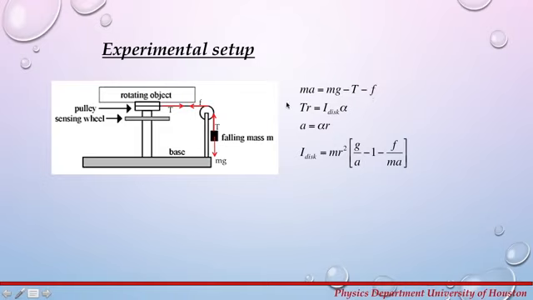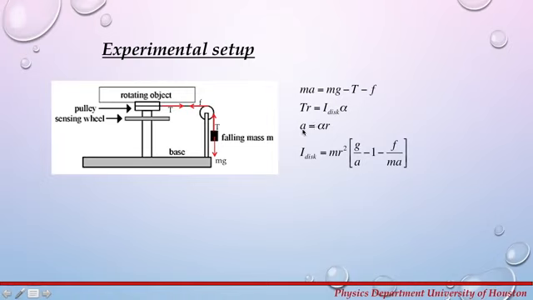The second Newton law for a rotating object: sum of all torques is equal to the moment of inertia of the object times the angular acceleration. The force is tension. The lever arm is r, the radius of this pulley. And the angle between lever arm and the force is 90 degrees, and sine of 90 degrees is 1. So we're going to have T times R is equal to the moment of inertia of this disk times the angular acceleration.